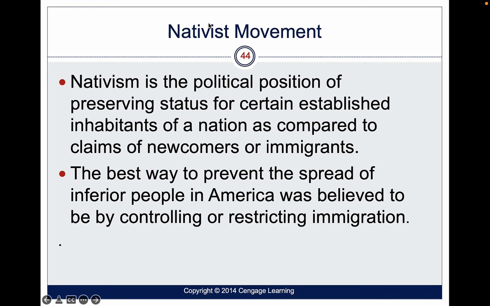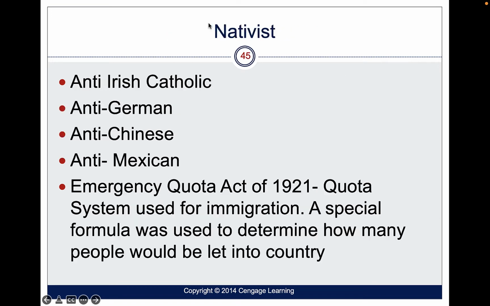So we talked a little bit about nativist movements, and the whole concept of a nativist movement is a way to prevent the spread of, quote, inferior people in America. And one of the ways to do that was to control immigration. When we go through the evolution of history, we're going to see that at a time, the nativists were anti-Irish Catholic, then anti-German, then anti-Chinese, and anti-Mexican. And then we can even go into now and maybe put in anti-Central American or anti-Latinx people, with regards to the whole belief in nationalism, one language, one culture, one people.